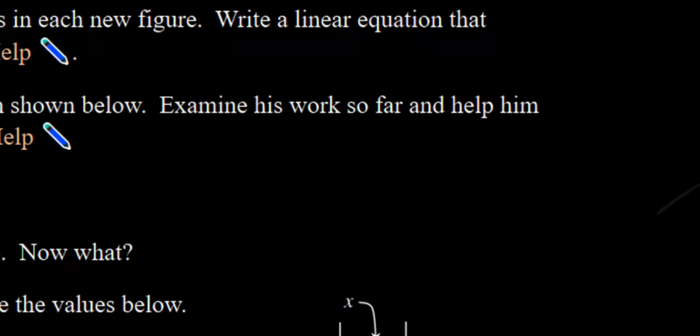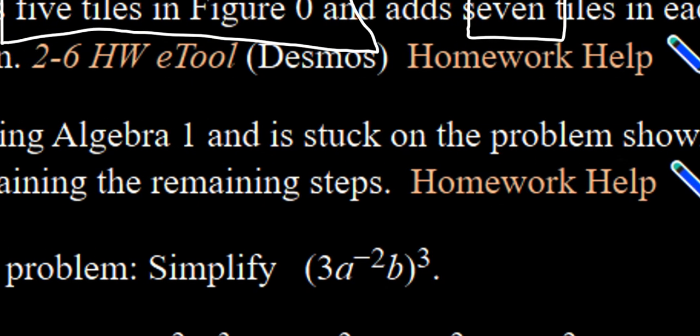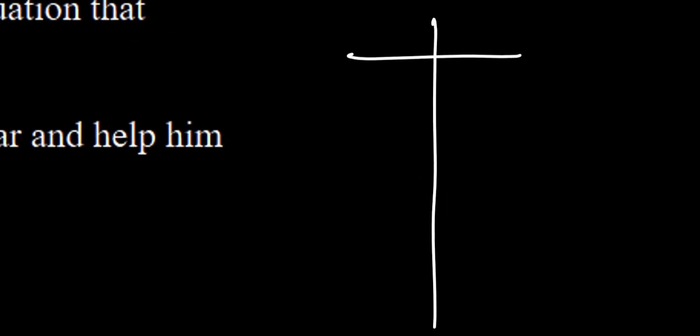Now, if I was to look at that as a table of values, for example, I know that it starts with 5 tiles. So I could say figure 0 starts with 5 tiles. Figure 1, it says it adds 7 tiles each time, so it's next is going to go to 12. Figure 2, 12 plus 7 would be 19. And then the third figure should have 19 plus 7 more, so that should be 26, I believe.